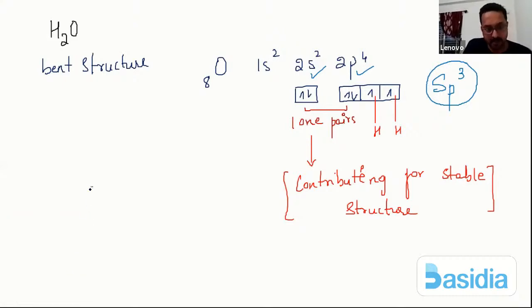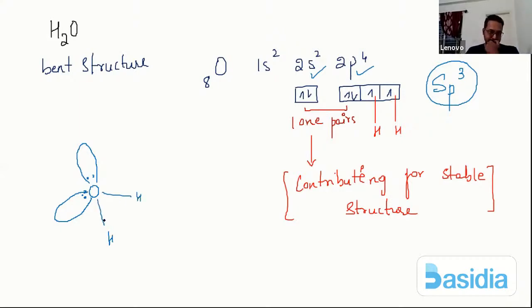So let me say I write the oxygen over here. One lone pair, I'm going to write it like this. Let me say the lobe of one lone pair, then the lobe of another lone pair over here. Okay, these are the lone pairs. Then let me say there's a hydrogen, and another hydrogen. Okay, so this is exactly how it looks.